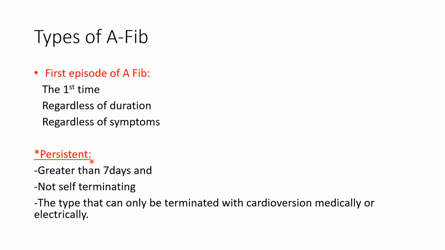When somebody is labeled as having persistent AFib, meaning what? Meaning that he or she has greater than 7 days of atrial fibrillation, and it is no longer self-terminating. So this type can only be terminated with cardioversion, medically or electrically. Don't worry, we'll go into all this cardioversion later on.